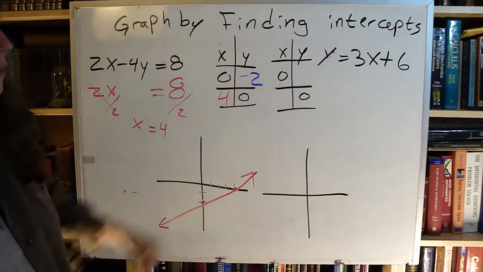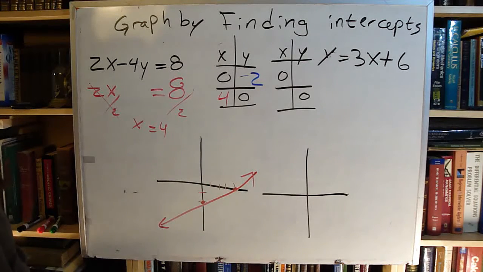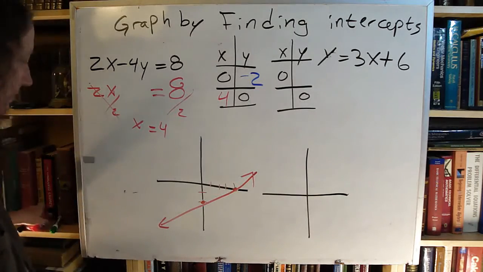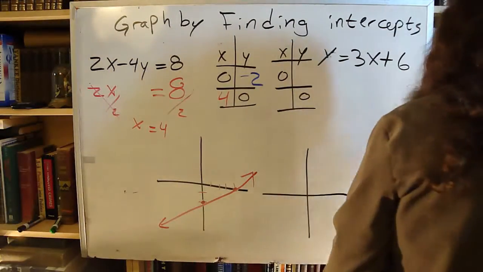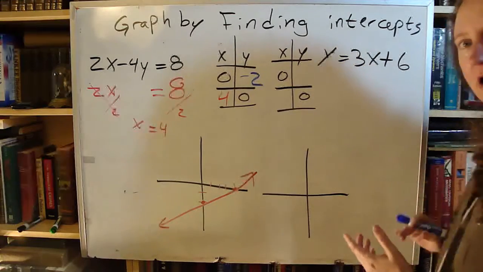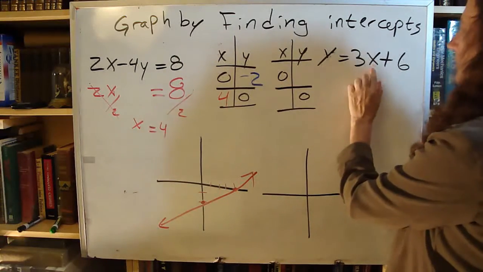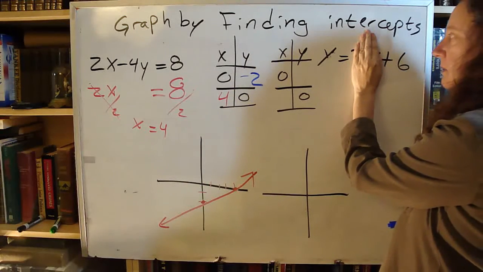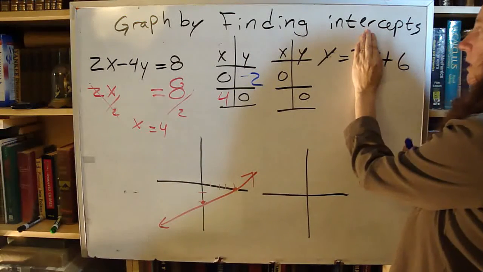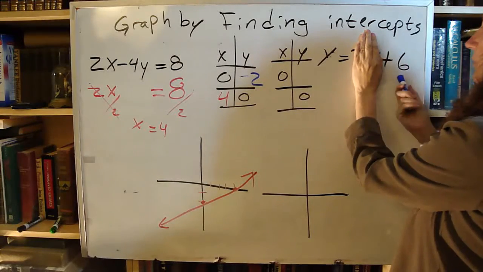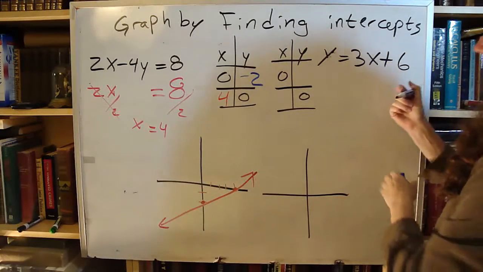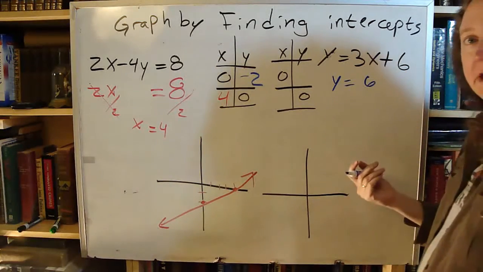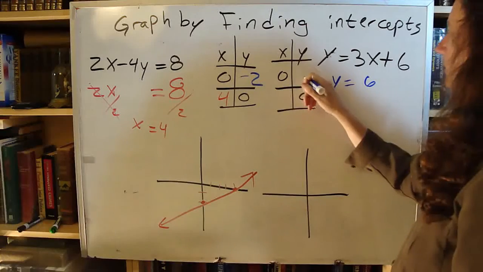Next problem. Y equals 3x plus 6. Replace the x with a 0. So I'm going to do my cover-up method. 3 times 0? 0. 0 plus or minus anything? Whatever that may be. So I have here y equals 6. Nothing else to be done. It's solved.